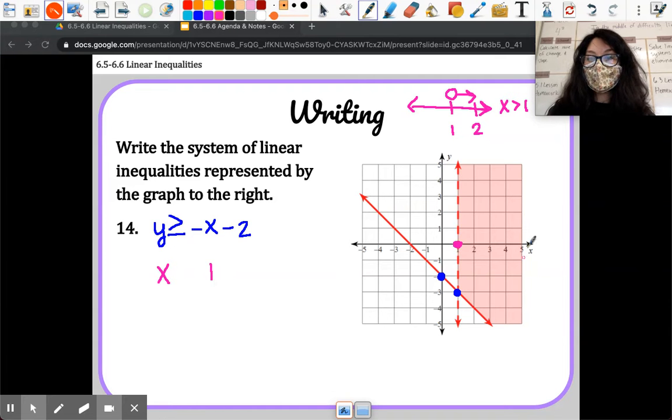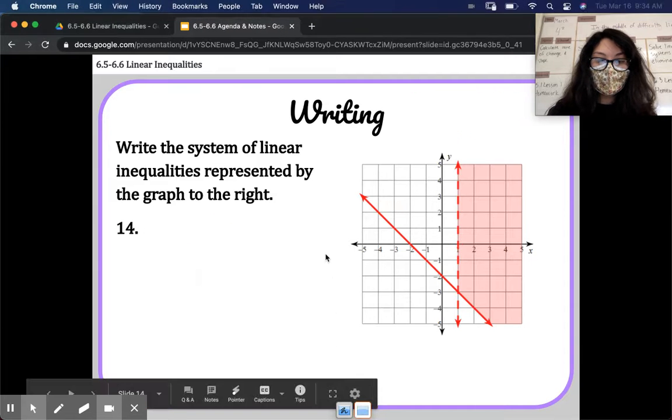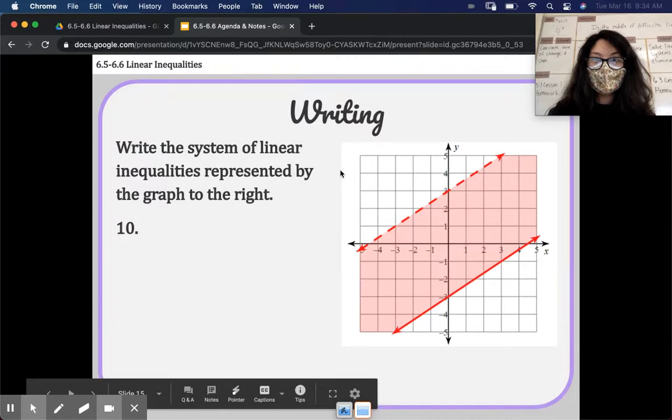And you can kind of see that on the x-axis. All of these x values, 2, 3, 4, 5, they're all greater than 1. So I want to choose a greater than symbol without the bar because this is a dashed line. All right, I think there's one more. Yep, one more.